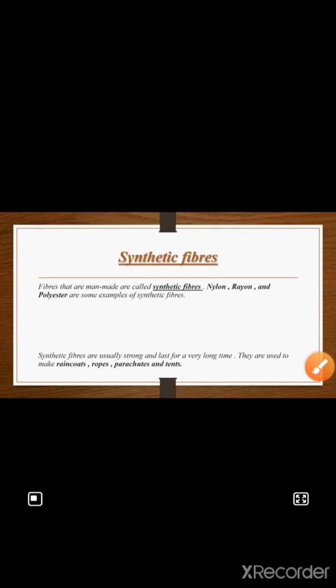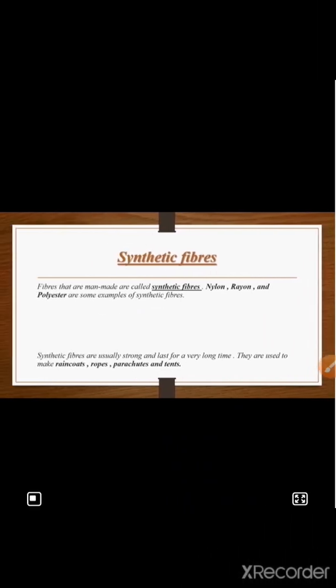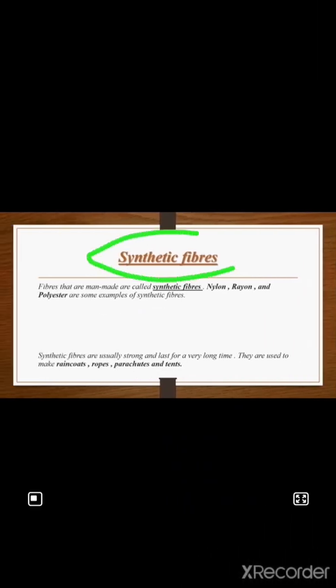So move on to the next, that is synthetic fibers. We know two types of fiber. One is natural, and second is synthetic fibers. So what are synthetic fibers? Fibers that are man-made are called synthetic fibers.